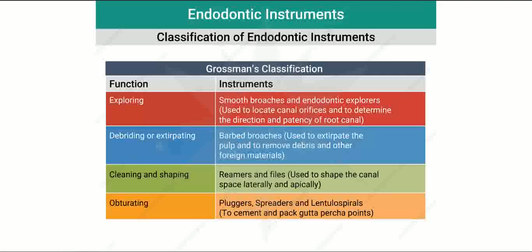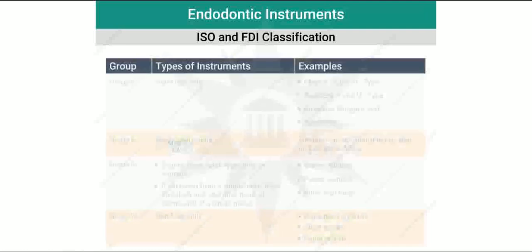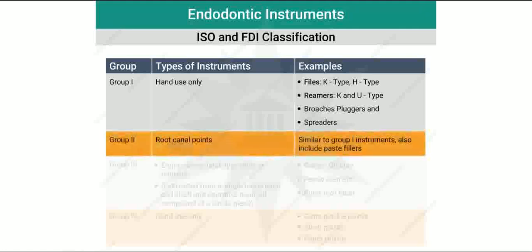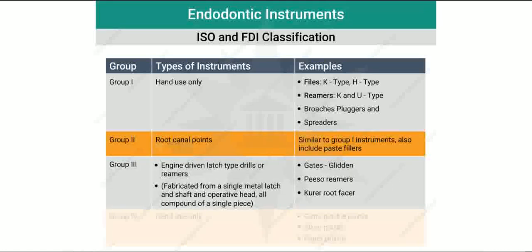The International Standards Organization and Federation Dentaire Internationale has classified the instruments into four groups. Under group 1, they classified the instruments that are intended for hand use only, for example, K files, H files, flexofiles, etc. In group 2, they kept the instruments that are similar to those of group 1, but they have a latch type of attachment. In group 3, engine-driven instruments with latch type drills or reamers are placed.